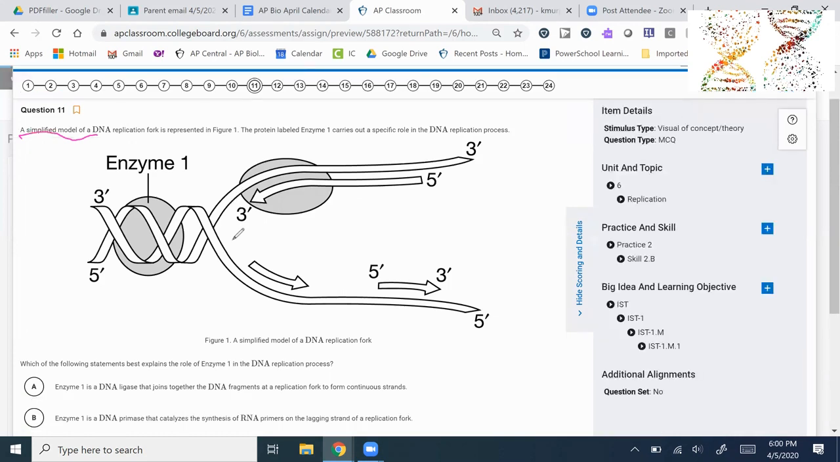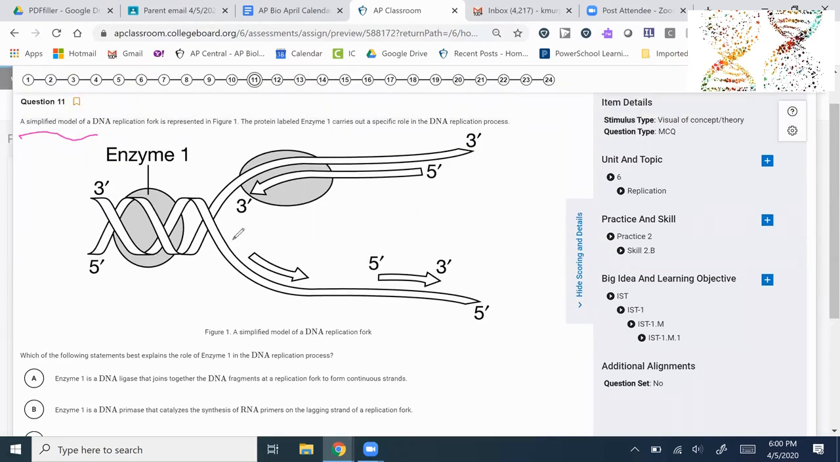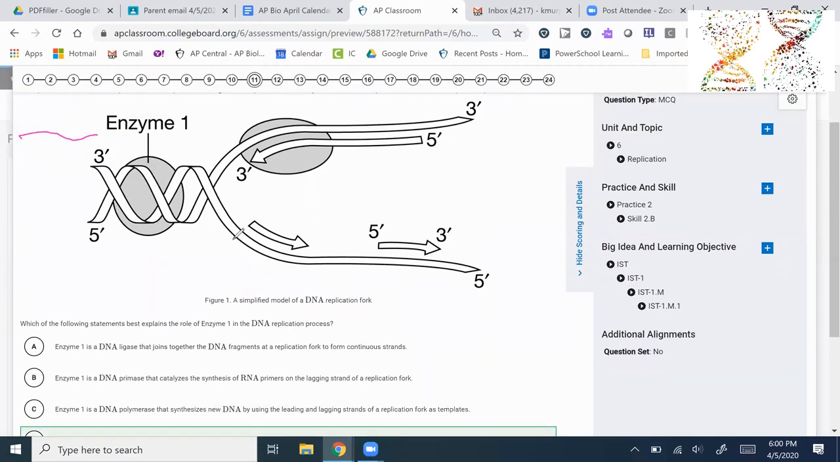Okay, question 11. A simplified model of the DNA replication fork is represented in figure 1. The protein labeled enzyme 1 carries out a specific role in the DNA replication process. Which of the following statements best explains the role of enzyme 1? All right, enzyme 1, when you look at this, you should be thinking that's topoisomerase. It's upstream of the replication fork, so let's see what the choices are.